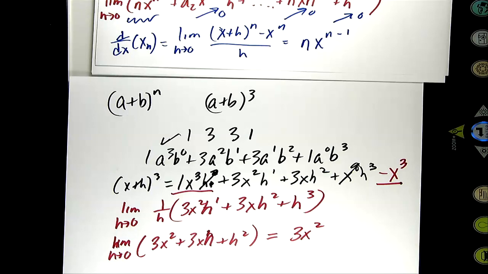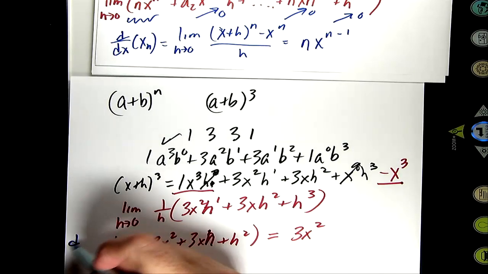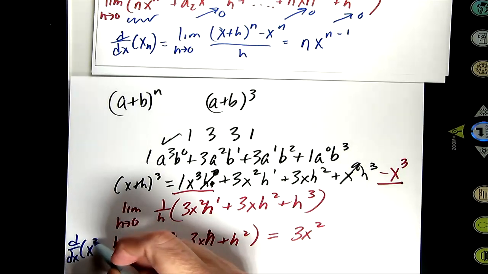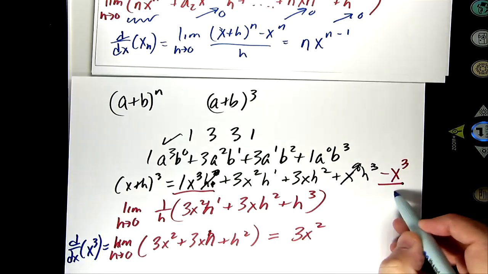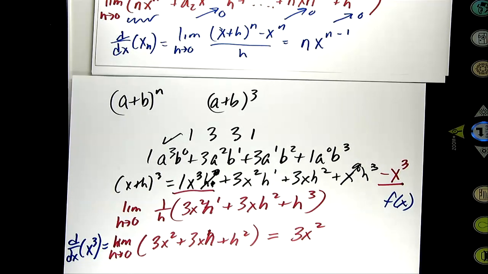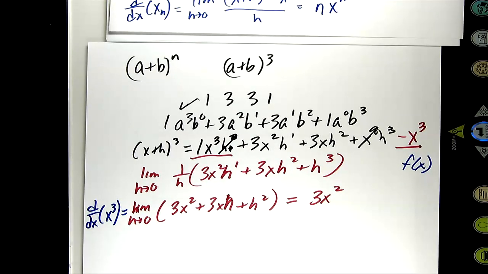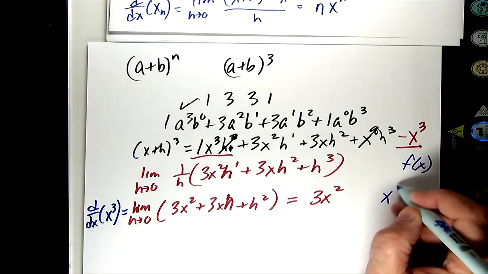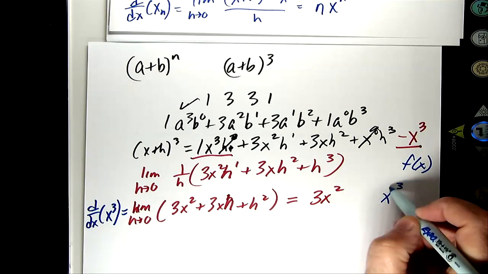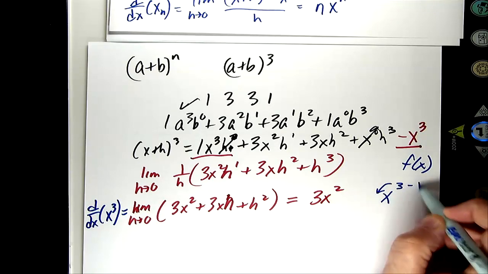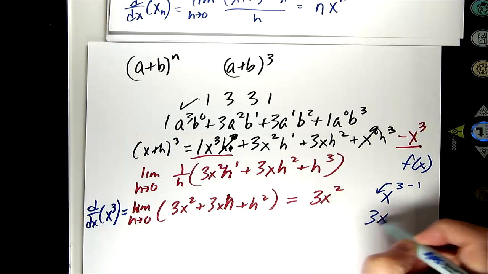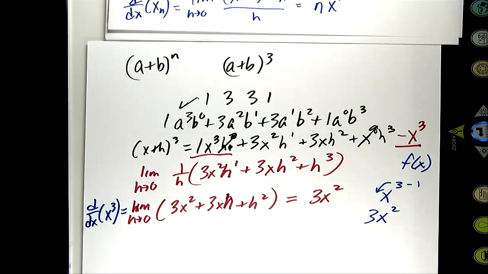This would have been starting with the derivative of x cubed, because that was my function there. f of x is x cubed. So notice if it's x cubed, the idea is we bring the power down and then we subtract 1. 3 goes down in front, and then 3 minus 1 is 2.